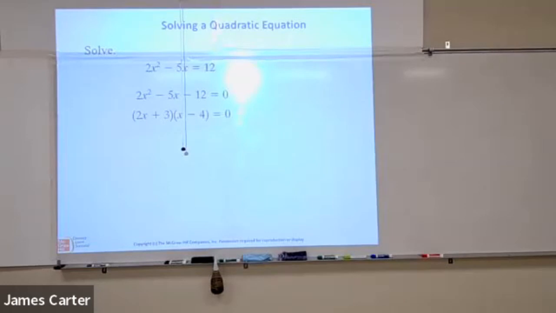I'm not going to teach factoring over again tonight. I don't have enough time. So now what we're going to do is we're going to take each of these 2 factors, set them equal to 0, and then solve those 2 equations.